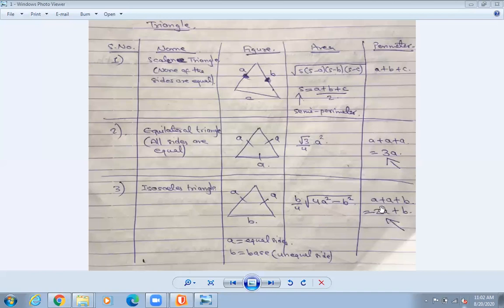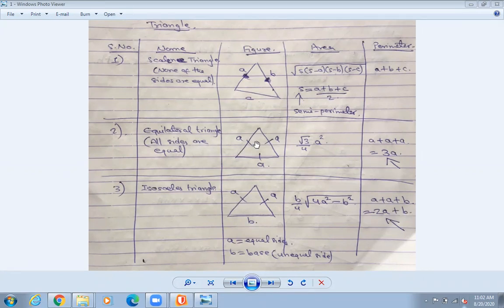Now talking about the perimeter, I told you just before also, perimeter means sum of all sides. Two sides are going to be equal over here. So a plus a, it is going to be 2a, plus b. That is going to be the formula of perimeter: 2a plus b.